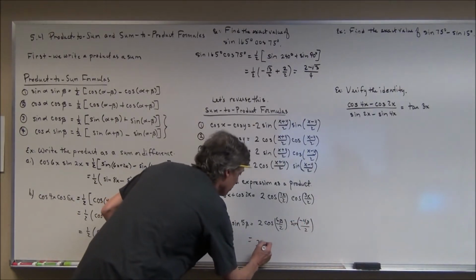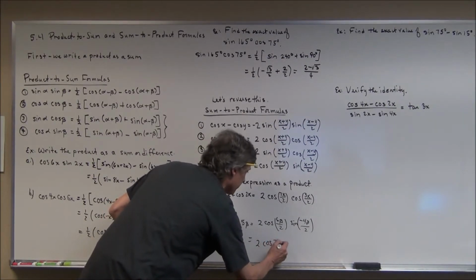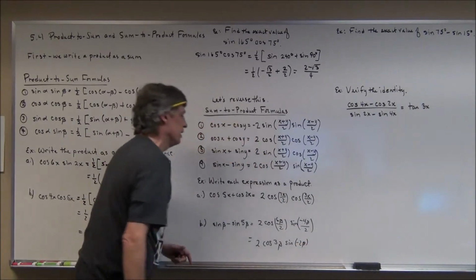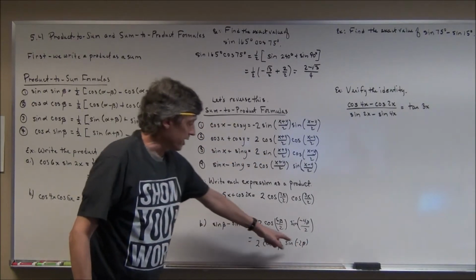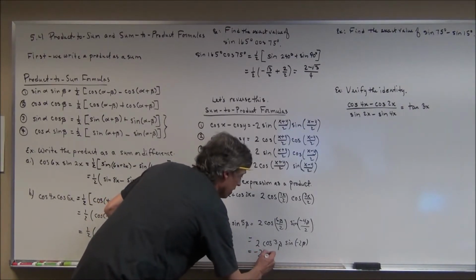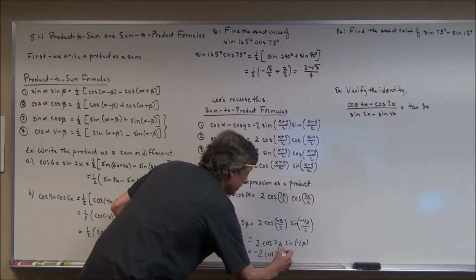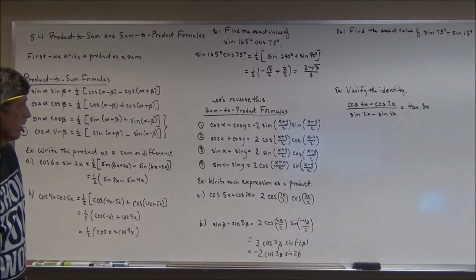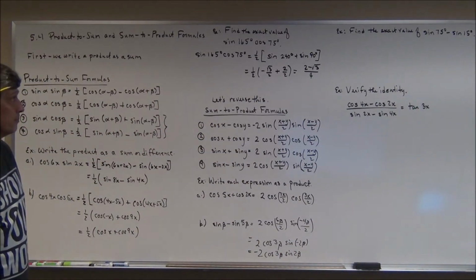I'm going to write this as 2 the cosine of 3 beta times the sine of negative 2 beta. And again, because sine is odd, with that negative there, I can bring that negative out in front and write this as negative 2 cosine 3 beta sine of 2 beta. That looks a little bit cooler. Alright, next thing up.